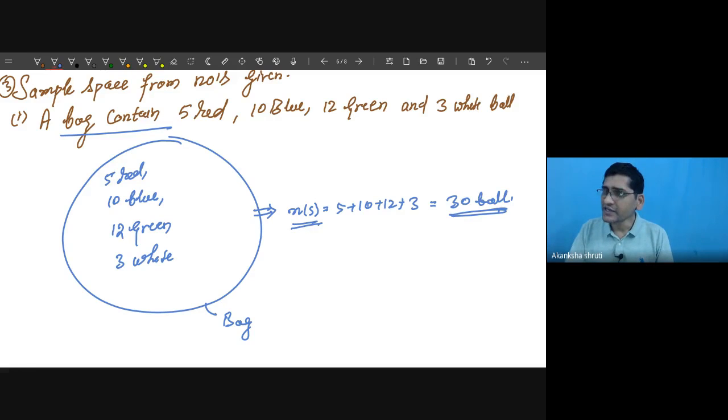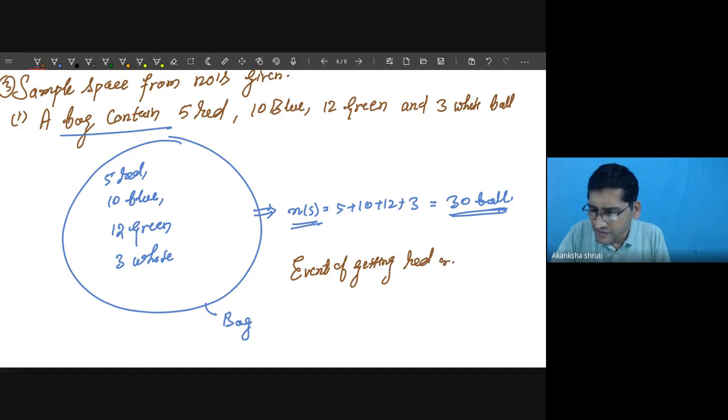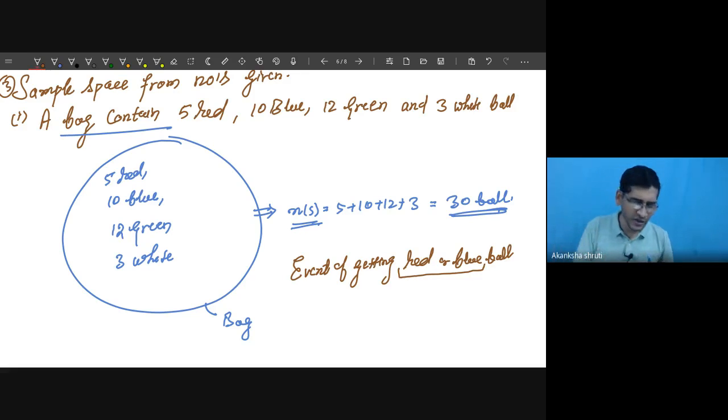Now, getting a red or blue ball. Let me take the event of getting a red or blue ball. We are interested in drawing 2 balls together. Red or blue, both are acceptable to us. This red or blue, these numbers are in our favor or required.